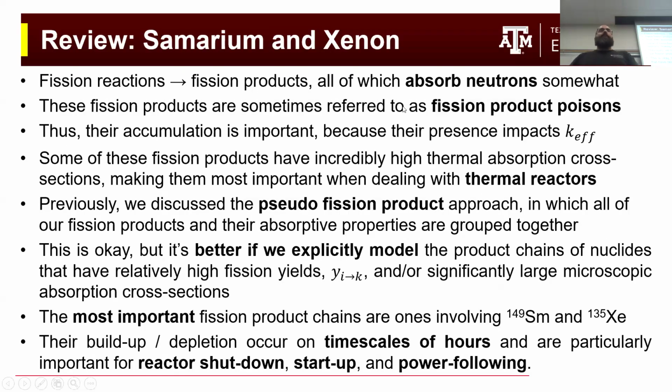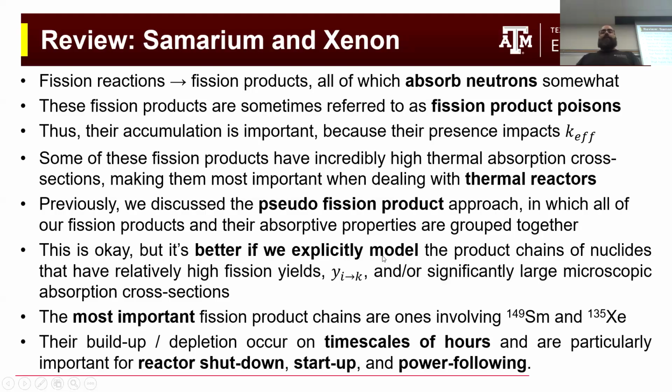So we've been talking about production destruction equations. We've been talking about the buildup of fission products. We have talked about how their buildup is important in terms of analyzing time dependence of reactors, because they influence our reactor operation, because a lot of these fission products can be very highly absorbing. If they have high absorption cross sections, then that means they impact our k effective, and that means they impact our reactor operation.